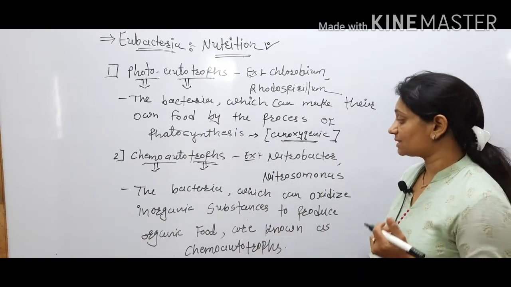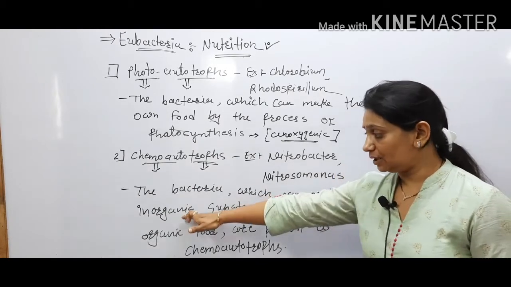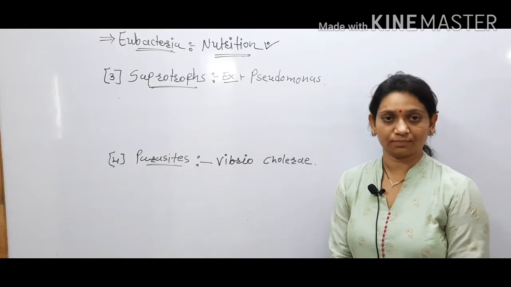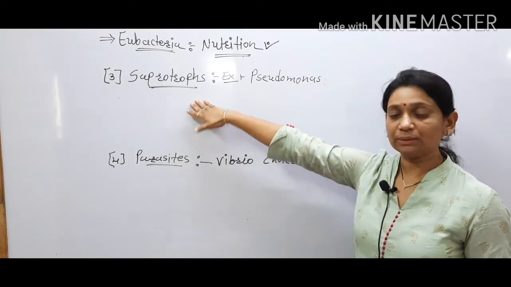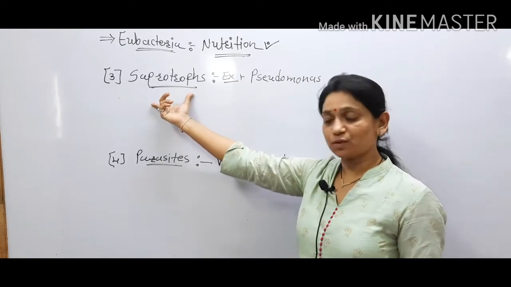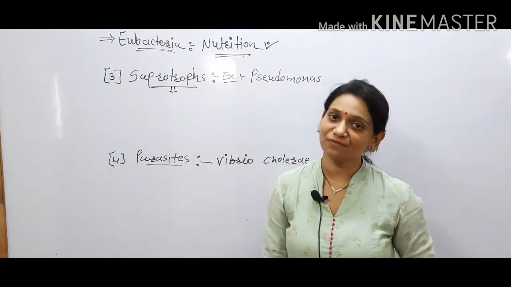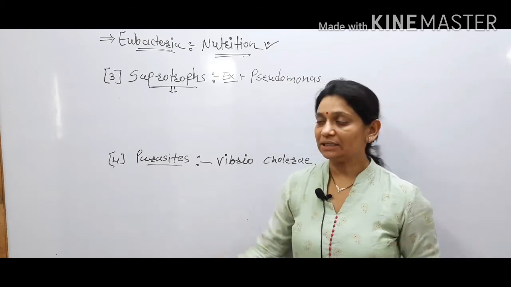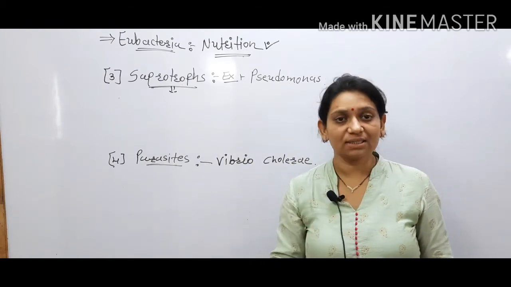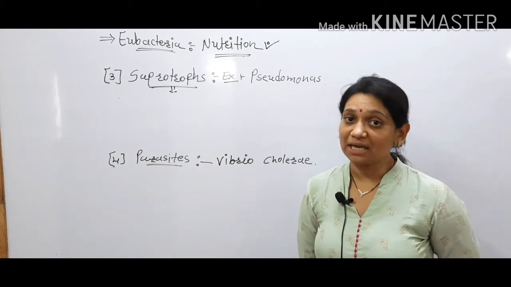The examples are Nitrobacter and Nitrosomonas. They can oxidize inorganic substances to prepare their organic food. Now the third type on the basis of nutrition is saprotrophs. From the word saprotrophs you can understand they depend on dead and decaying materials for their food. This type of bacteria decomposes larger organic waste into small organic molecules and then uses them as food.